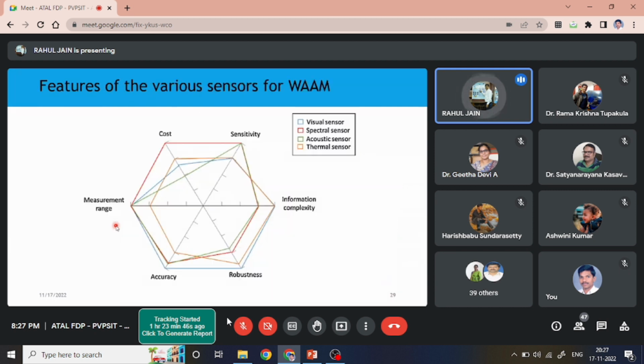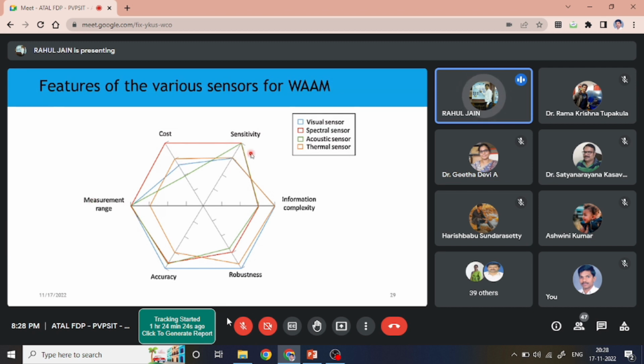Now the next question which we need to understand is, we have talked about four different types of sensor: visual sensor, spectral sensor, acoustic sensor, and thermal sensor. Somebody can use all of these four sensors, or in certain cases you might want to use only one or two of them. Then how do we identify which particular sensor gives what kind of information, which one is cost effective, which one is most robust, and all those things?